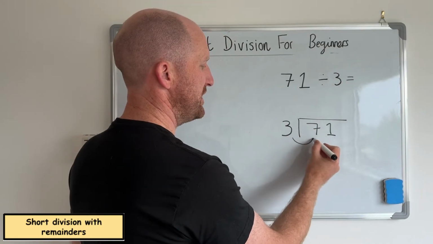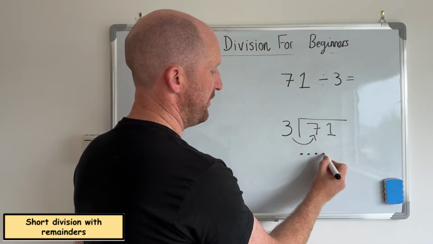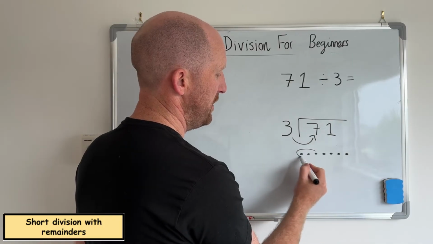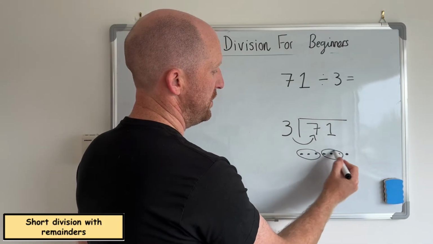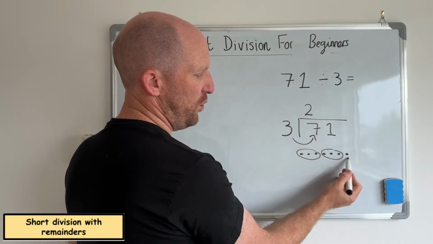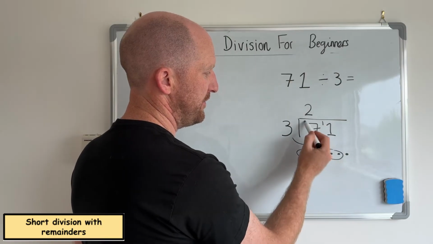How many 3s in 7? So I've got 1, 2, 3, 4, 5, 6, 7. How many groups of 3? 1 group of 3, 2 groups of 3, so 2 groups. And I've got 1 left over, so that 1 needs to go to the next number.